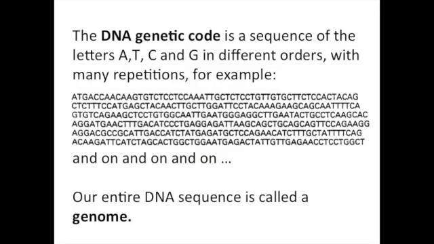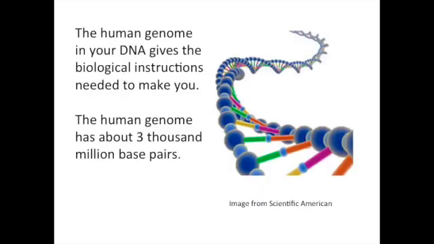The DNA genetic code is a sequence of the letters A, T, C, and G in different orders with many repetitions. For example, A, T, G, A, C, C, A, C, A, G, T, G, T, C, T, C, C, and on and on, and our entire DNA sequence is called a genome. The human genome in your DNA gives the biological instructions needed to make you.